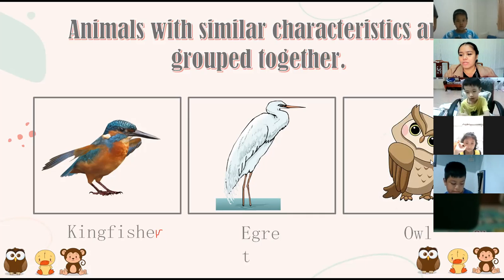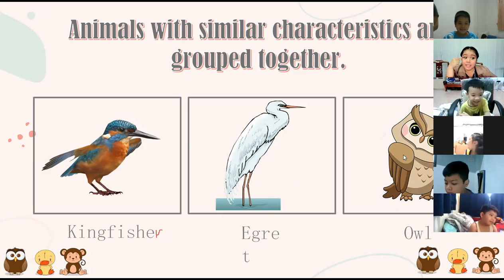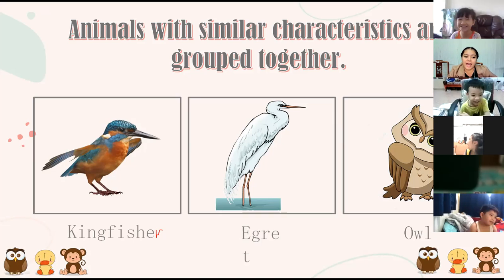What's this? I know you know this one. What's this? Owl. It's owl. Very good. How will you describe the owl? They have big eyes. An owl has big eyes.